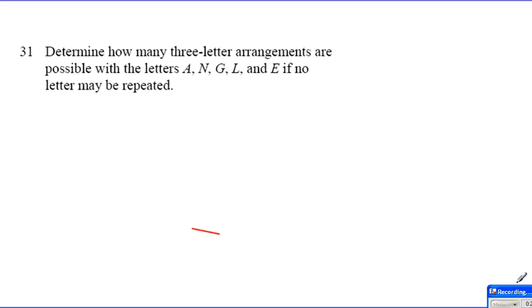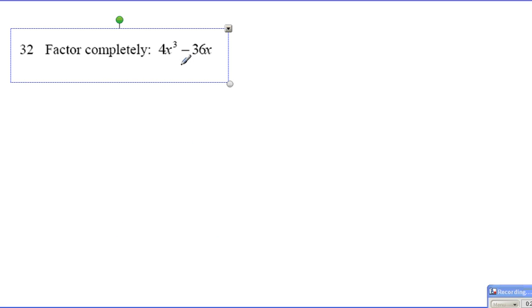Alright, so let us move on to number 31. They are looking for a 3-letter arrangement with these 5 letters, and no letters being repeated. Then let us see. Of course, in the first spot we could have any one of those 5. Second spot, since we used 1, we only have 4 choices. Third one, we only have 3 choices. When you multiply them, that becomes our answer: 60 ways.